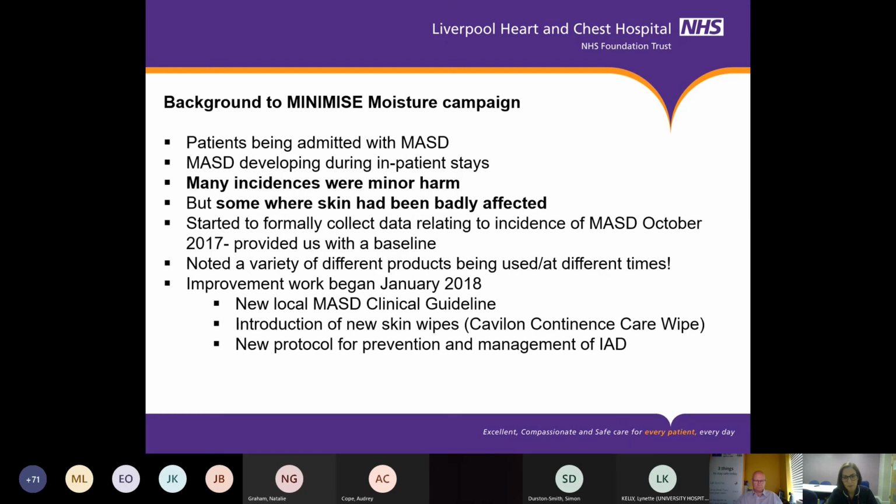And we began our improvement work as long ago now as January 18. So we wanted a local guideline that was just dedicated to MASD. Previously it was like a tag on the pressure ulcer guideline, and we wanted its own guideline so that we could audit it on its own, and it made a bigger impact with staff that actually this is an issue in its own right. We introduced a new cleansing wipe, and we developed a protocol for prevention and management of IAD.